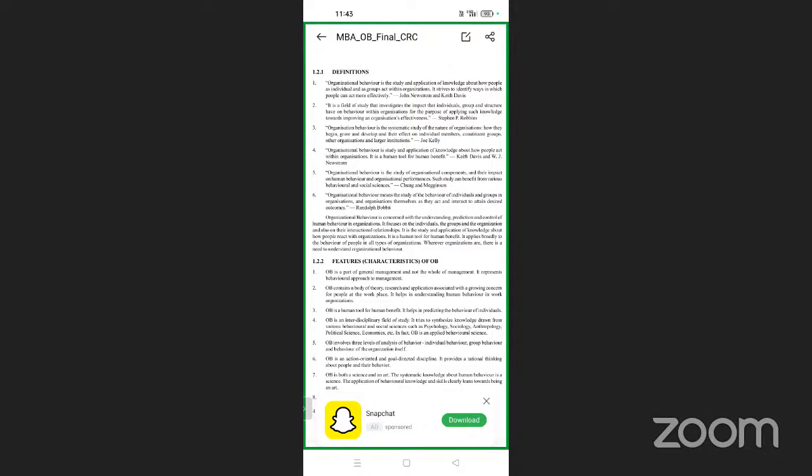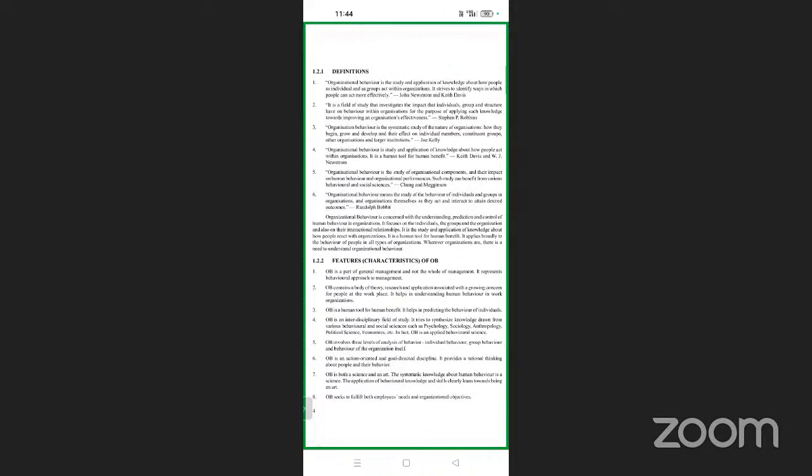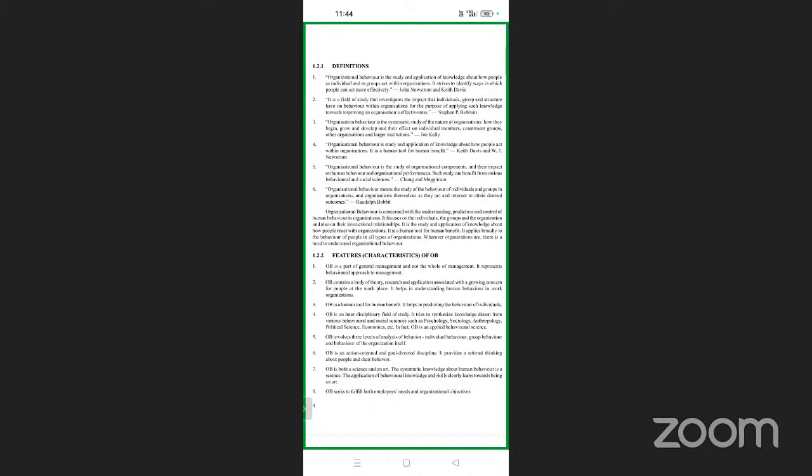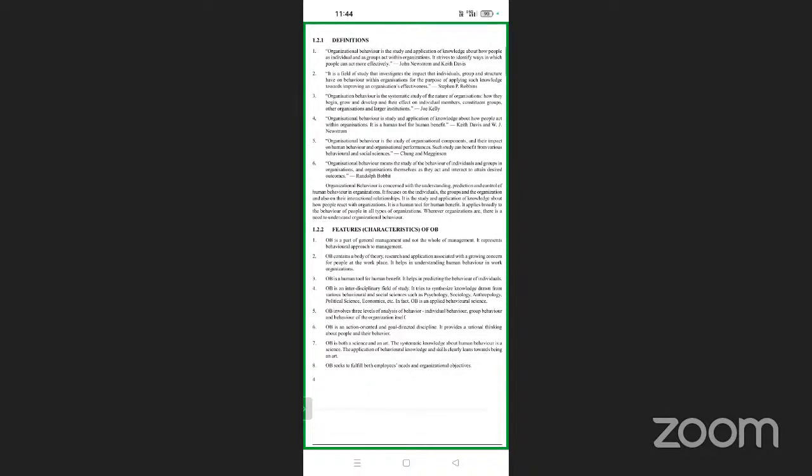But if you look at the essential ingredients of the organizational behavior definitions, all of them cover the individual behavior in an organization and how people work in a group. It is a study and application of the same in an organization.